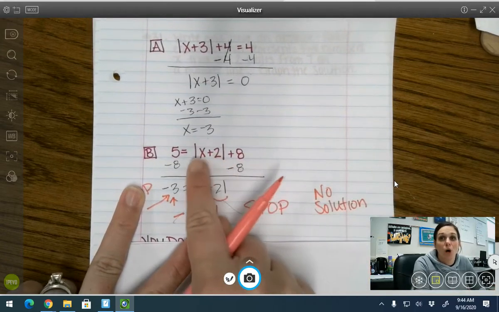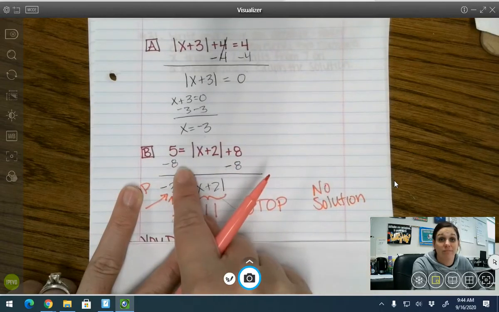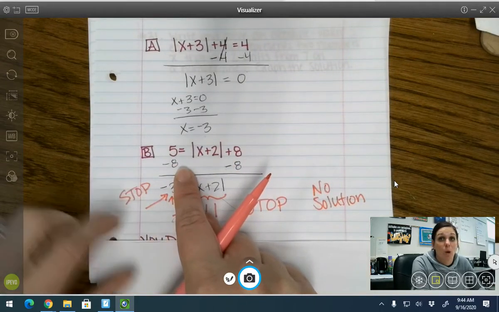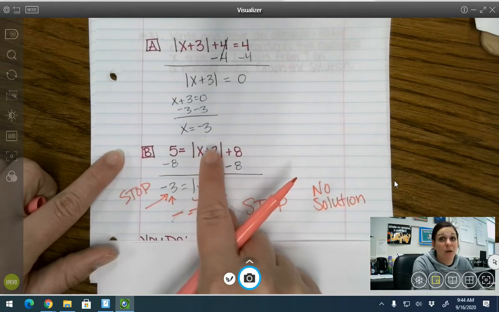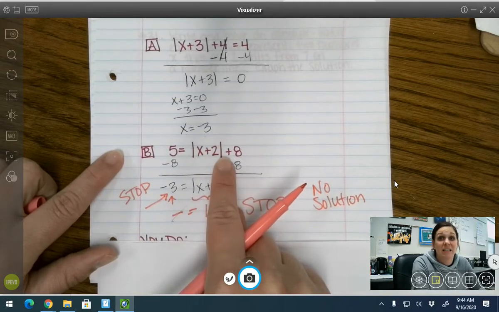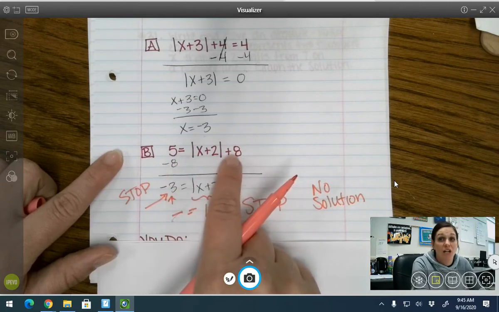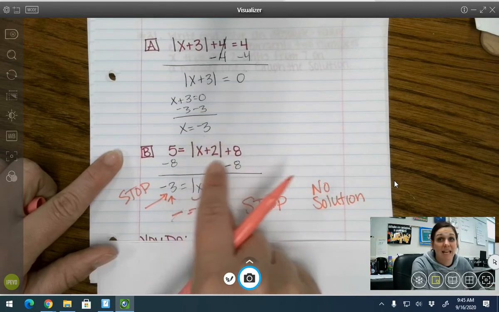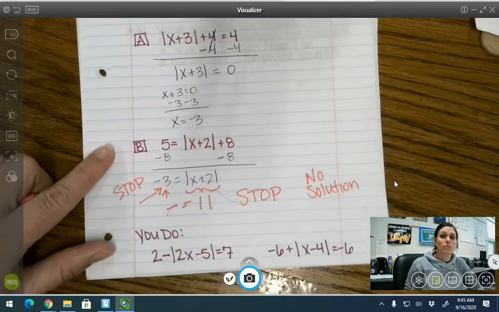There is no number that I can plug in for x that will make this happen. It just doesn't exist. Okay? Because obviously the smallest number that I can create is the number 0, and 0 plus 8 is 8, and 8 will never equal 5. There is no way to shrink this 8 down because I cannot make this negative. Okay? So understand that.